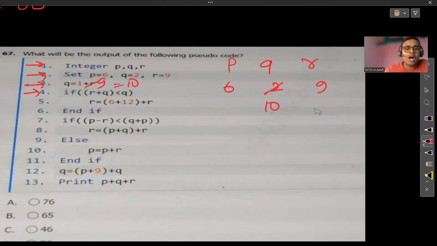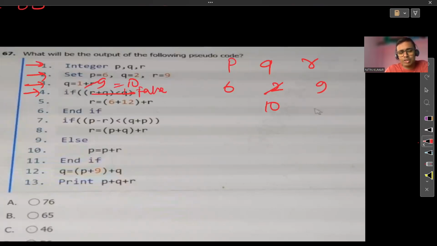Okay, so R plus Q: R is 9 and Q is 10. So it will become 19 and Q value is 10. So is 19 less than 10? No, it is a false value. So it is false.